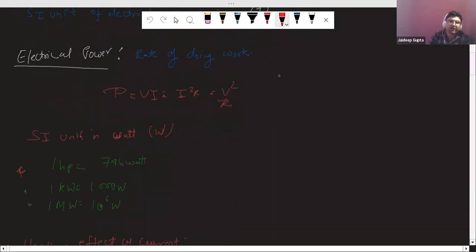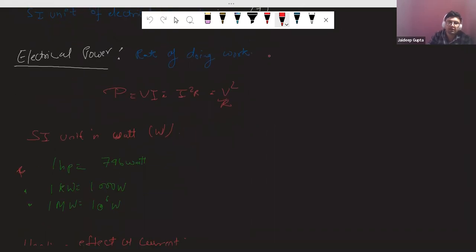Electrical power is the rate of doing work. So power is work done over time. So P equals VI. And if we use the manipulation and substitute the value of V, that is IR, you will get I square R. If you substitute the value of I, that is V over R, you will get V square over R. These are the formulas to calculate the power. 1 horsepower equals 746 watt. 1 kilowatt equals 1000 watt. 1 megawatt equals 10^6 watt.